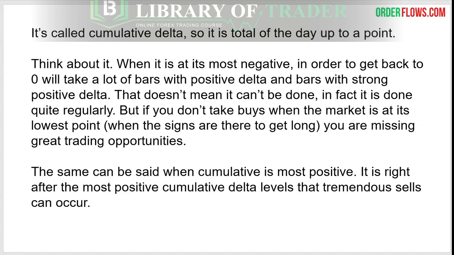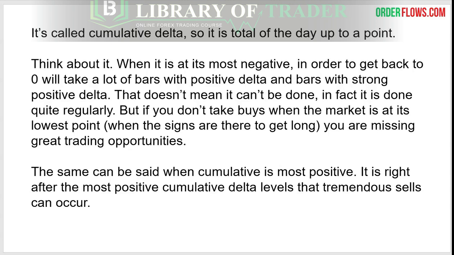So think about it, right? When cumulative delta is at its most negative, in order to get back to zero, it's going to take a lot of bars with positive delta and bars with strong positive delta, right? Not just bars with positive delta of 20 or 30. It's going to take bars with several hundred or even thousands of contracts to get it back to the zero line. That doesn't mean it can't be done. It happens often during the trading week.